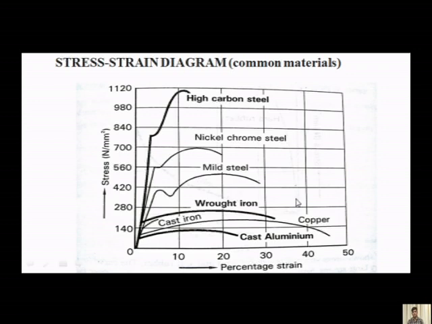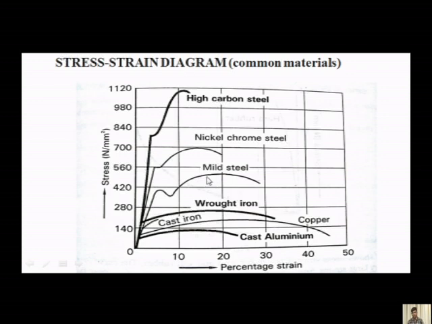Stress by strain diagram for the different materials: high carbon steel, nickel chrome steel, mild steel, wrought iron, cast iron, copper, cast iron, cast aluminum. You can observe the three, high carbon, nickel and mild. They behave like the mild steel graphical representation, where you can see all the points A to B, B to C and C to D. You can observe almost all the points, that is yield point, ultimate point. So it looks similar to mild steel.